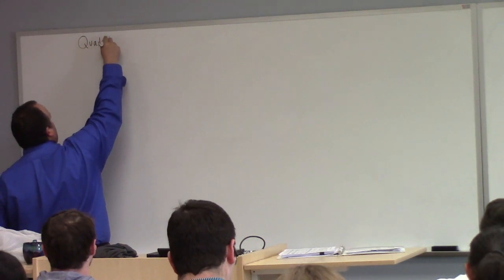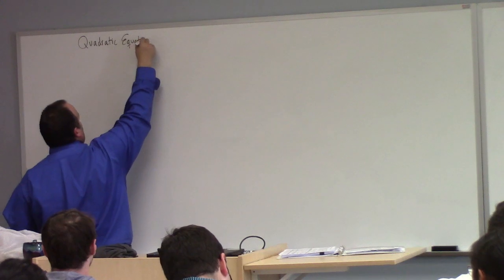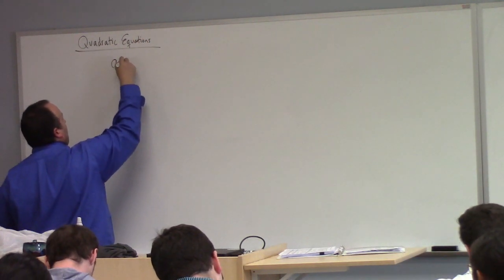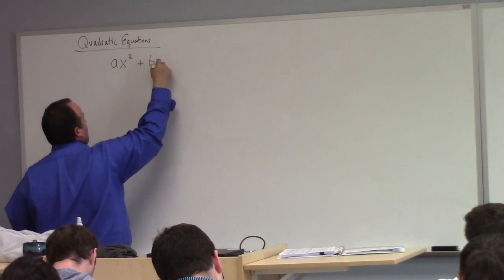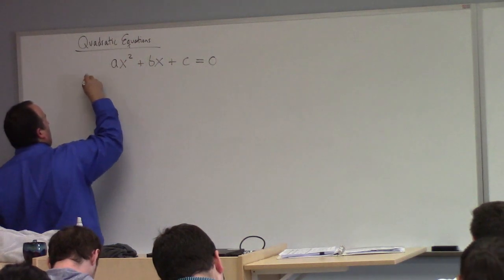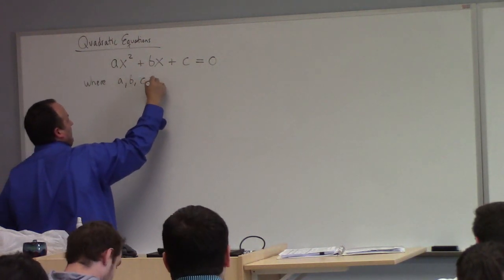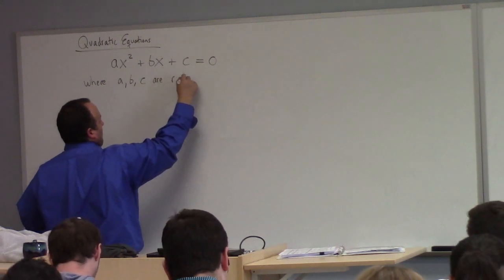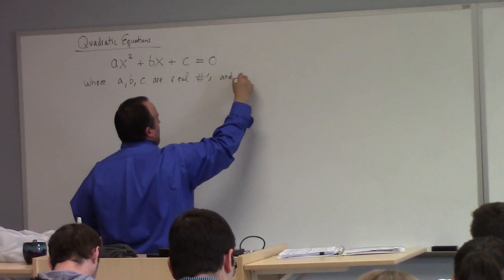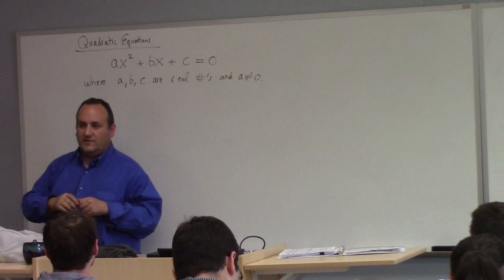What's a quadratic equation? Generically speaking, they have the following form: ax squared plus bx plus c equals 0, where a, b, and c are real numbers, and a is not equal to 0. That's a quadratic equation.